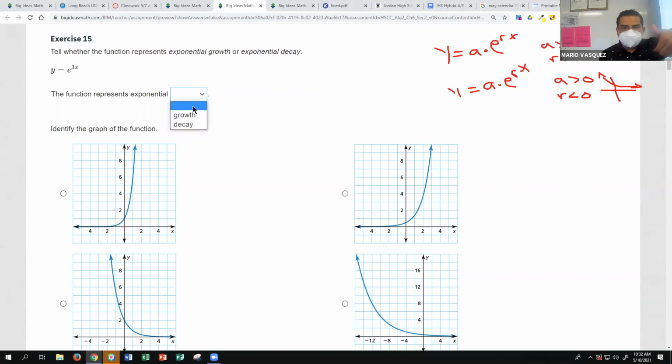If it is growth, you can do a thumbs up, and if it's decay, you can do a thumbs down. I think thumbs down will be better. For you guys it will be growth and decay. What do you guys think? Growth or decay? Okay, good. How about you guys? Growth or decay? Growth, all right.